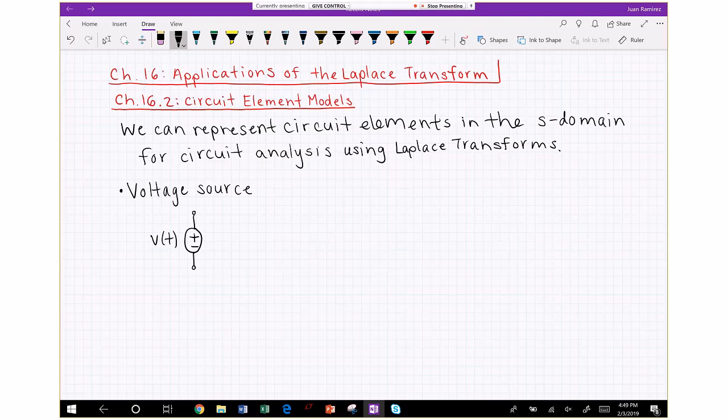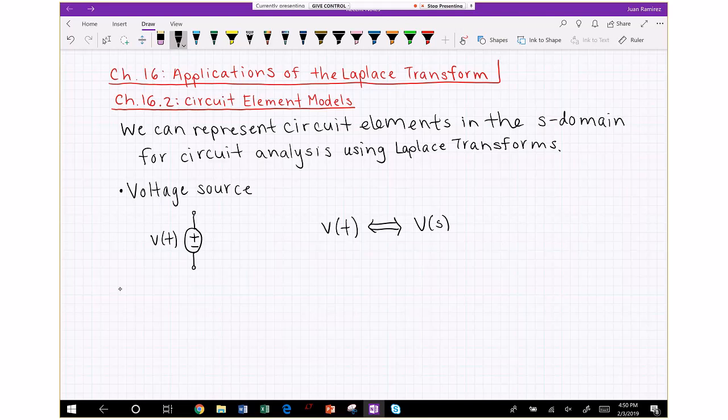In the time domain, we represent a voltage source with a lowercase v. We simply represent that voltage with a capital V in the S domain. But for an actual voltage source, usually it'll be like an input, like a step input or an impulse input or a ramp input. The associated value for the Laplace domain voltage will be just the Laplace transform of that input time varying function.